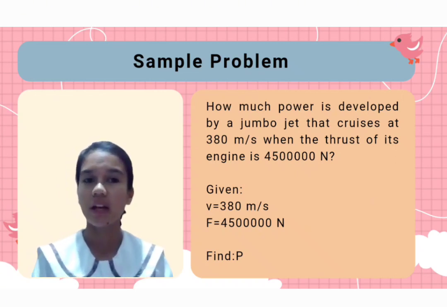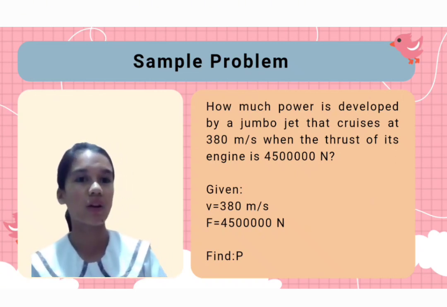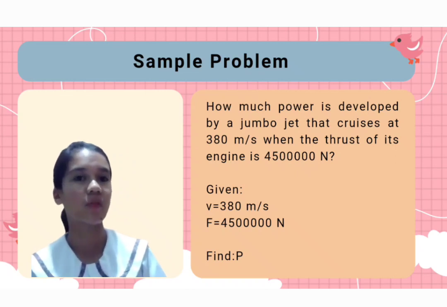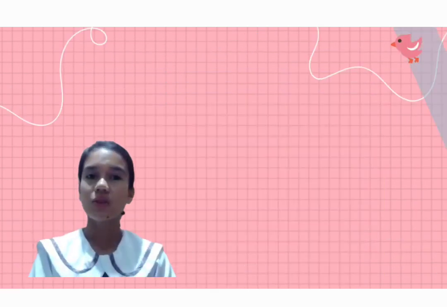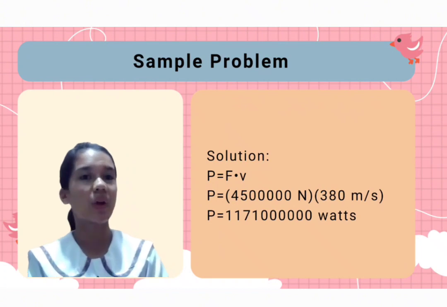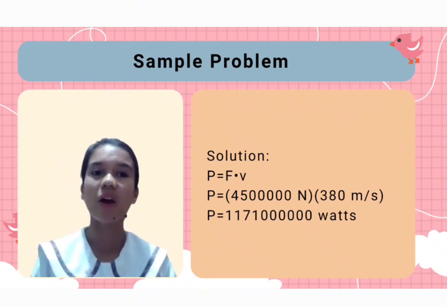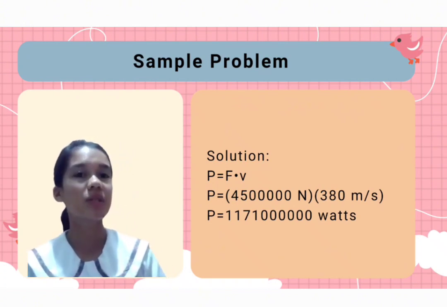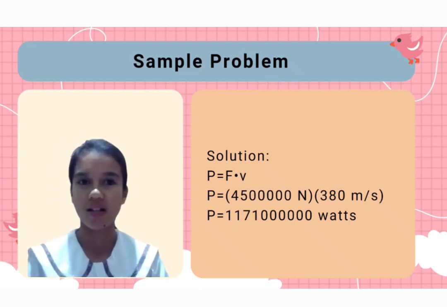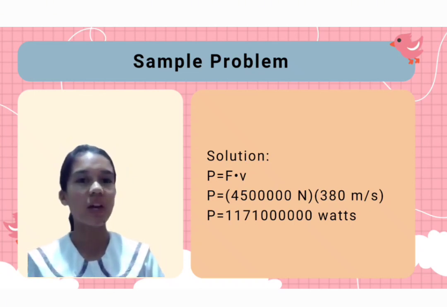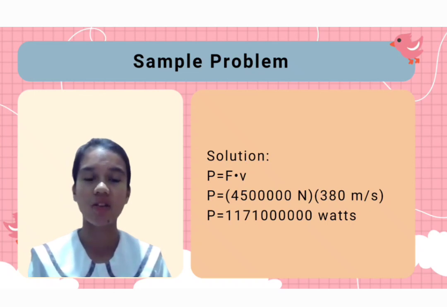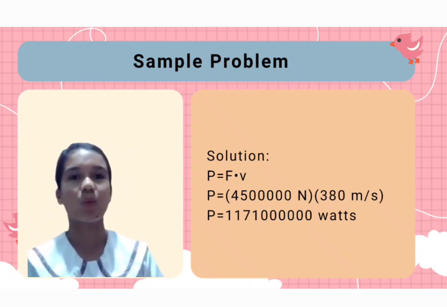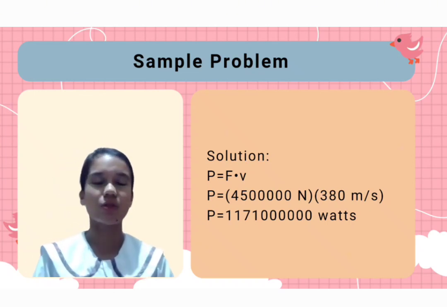And the formula that we will use is power is equal to force times velocity. So the solution for this problem is P is equal to 4,500,000 N times 380 meters per second. So the answer is P is equal to 1,710,000,000 watts. So that's how to solve for the power.